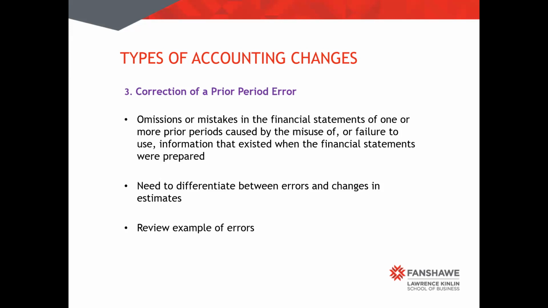So examples of errors: maybe you've calculated depreciation to be $100,000 and your accountant recorded it at $10,000 by mistake, or your bookkeeper did, and you processed your financial statements and published them. After the fact, you realize, oh shoot, we reported the wrong amounts, and that would be considered a prior period error that would require adjusting.